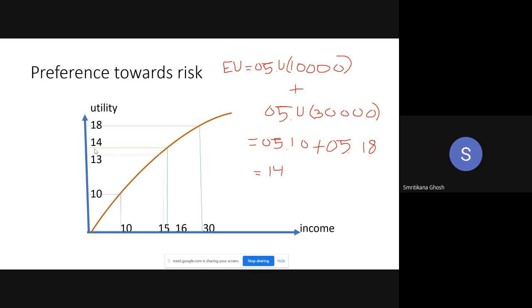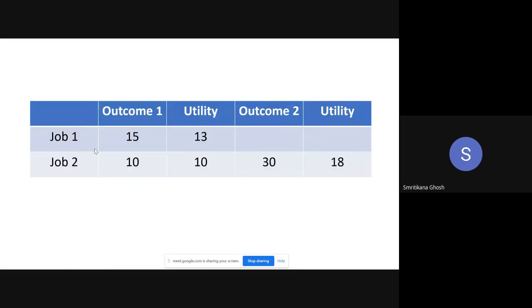Here, if the individual is risk averse, the situation is like that: it is 16 and it is 14. So here the individual is confused which one to choose because utility is the same for both. If the individual is risk averse, he will prefer job 1. Why? Because job 2 is a risky job. There is a chance that your income may be 10,000. So he is just trying to avoid that risk. The risk is very important for him. He is risk averse. So in that case, he will go for job 1.